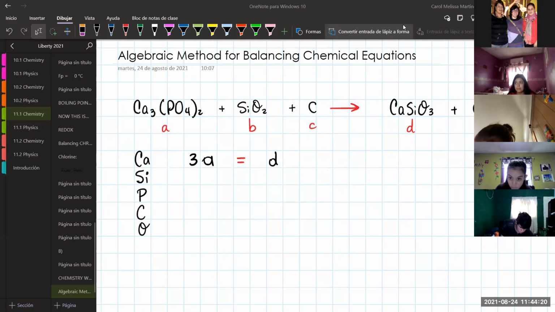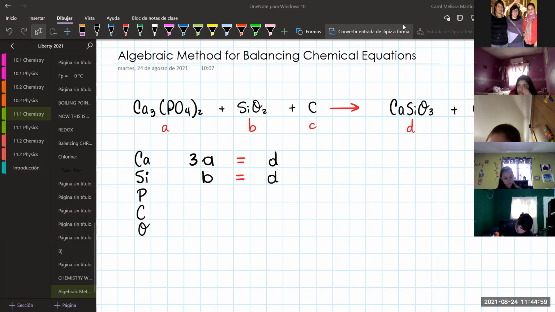I'm going to create equations for each element. For example, silicon. Silicon is just in here and also here. As you notice, I have 1 silicon located in the position B, and I have 1 silicon located in the position D. And to separate, I put the equal sign. Remember, I separate reactants from products. And because 1 as a coefficient is invisible, I can totally delete it.